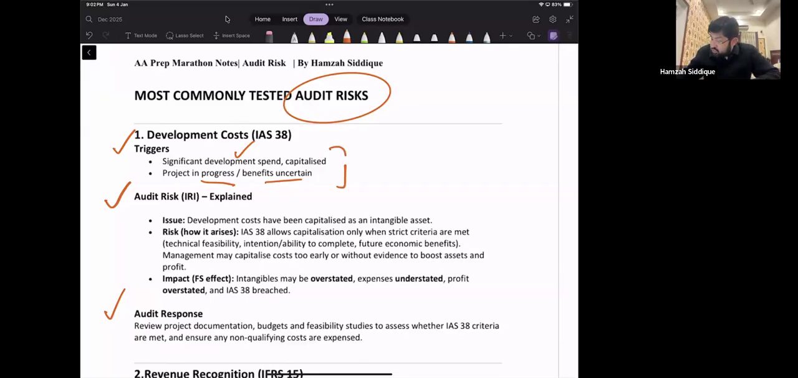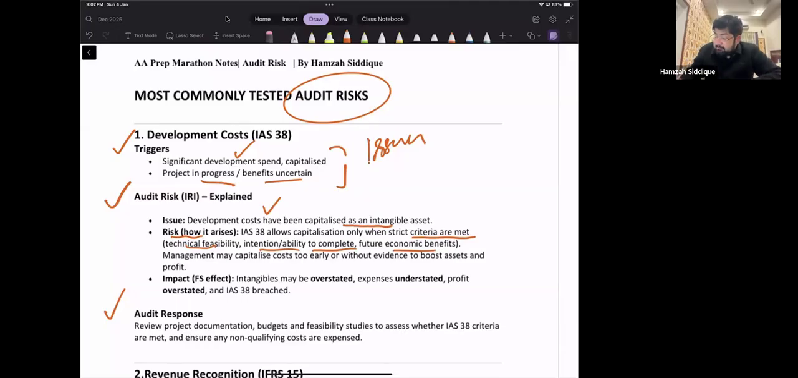Now, these are issues basically. How to write issues? Development cost may have been capitalized, and you will mention the information from, for example, the company has developed this much amount on developing this product, and they have capitalized this amount, for example. Now, risk, how does it arise? IAS 38 allows capitalization only when criteria are met: technical feasibility, intention, ability to complete, future economic benefits.